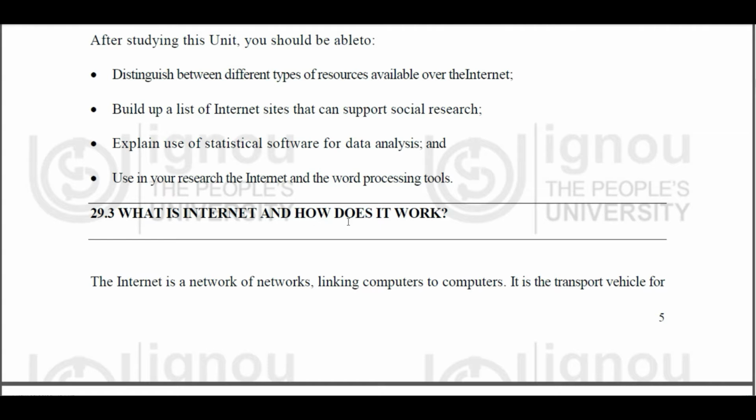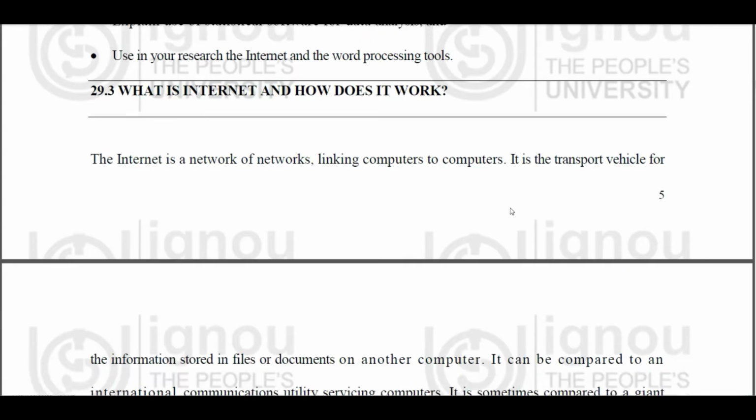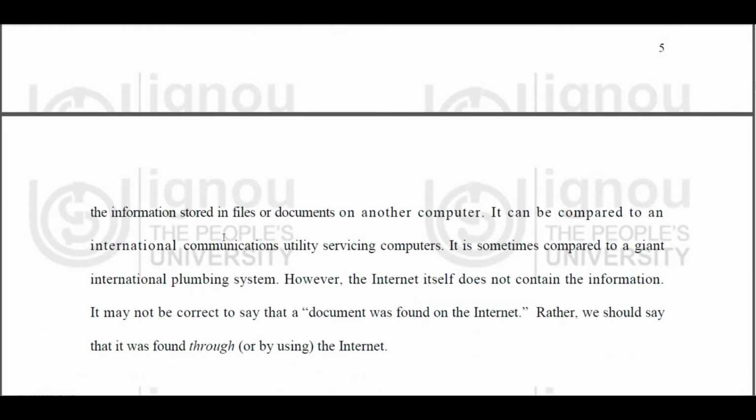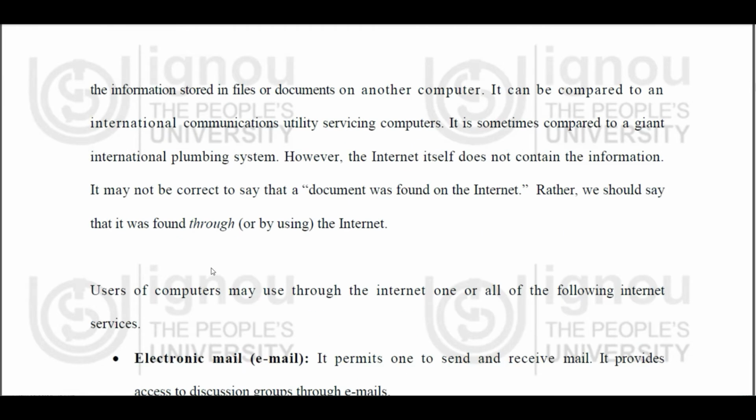What is the internet and how does it work? The internet is a network of networks linking computers to computers. It is the transport vehicle for the information stored in files or documents on another computer. It can be compared to an international communications utility servicing computers. It is sometimes compared to a giant international plumbing system. However, the internet itself does not contain the information. It would not be correct to say that a document was found on the internet. Rather, we should say that it was found through or by using the internet.